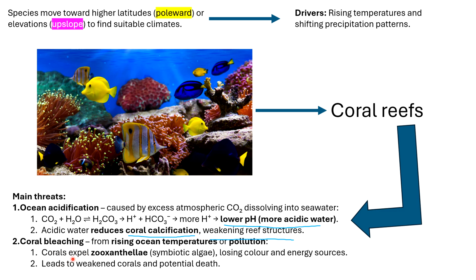Then we have coral bleaching. This is from the rising temperatures of the water or pollution. So corals expel something called zooxanthellae, or symbiotic algae. They lose their color and energy sources, which leads to weakened corals and potential death. So these are the two main threats to coral reefs.